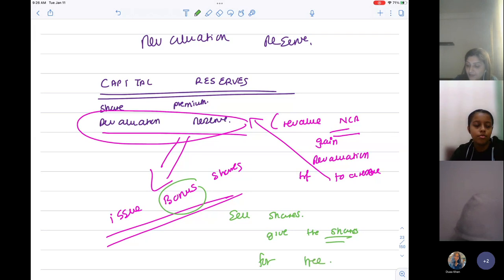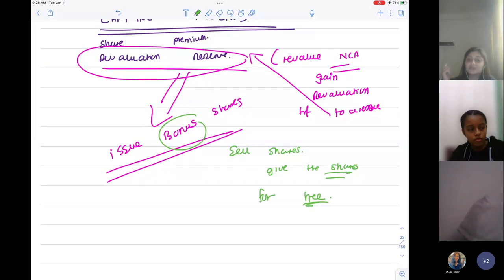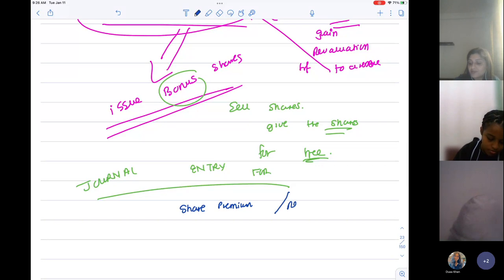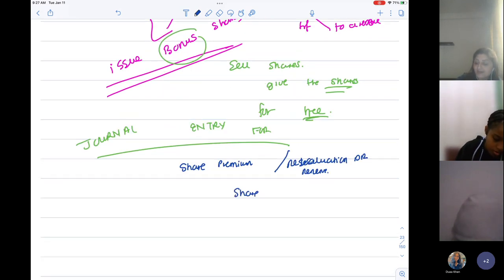For free. Very good. Can you all give me the journal entry for bonus issue? Is it share premium or revaluation reserve debit and then share capital credit? Yes, very good. Share premium or revaluation reserve debit. Suppose both of these are not sufficient, you can also use general reserves or retained earnings to give your bonus shares, and share capital credit.